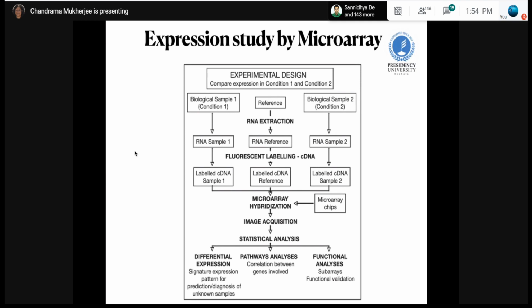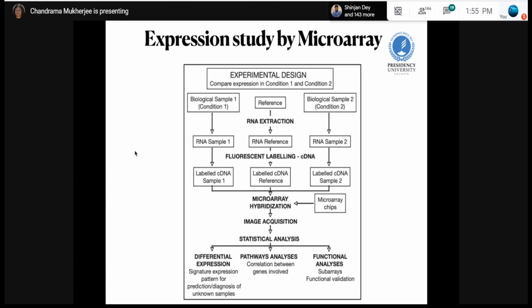Suppose, as you see in this figure, there is biological sample 1 and biological sample 2. So we get RNA sample 1 and RNA sample 2, and also we have the RNA extracted from our reference sample, the RNA reference. With these three different RNA samples, we make the cDNA, do fluorescent labeling, and then hybridize this cDNA library with a microarray chip.